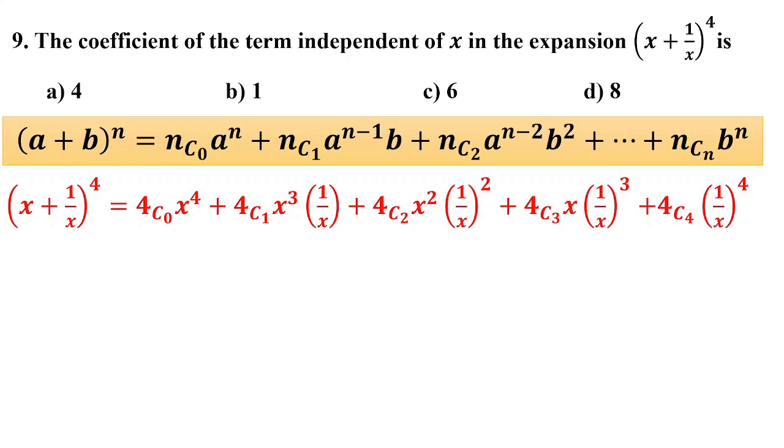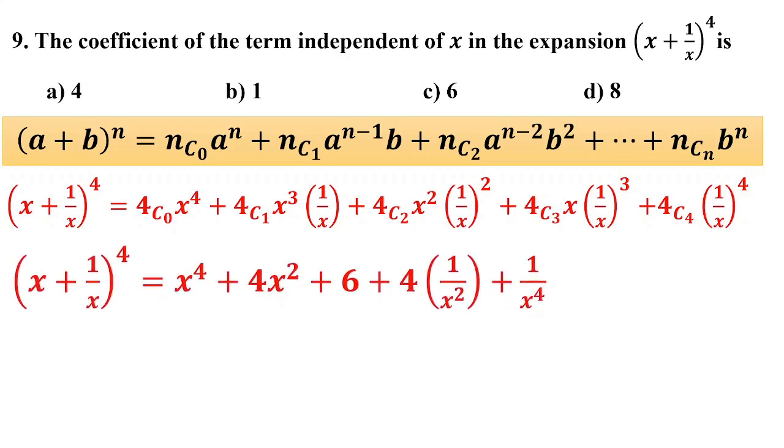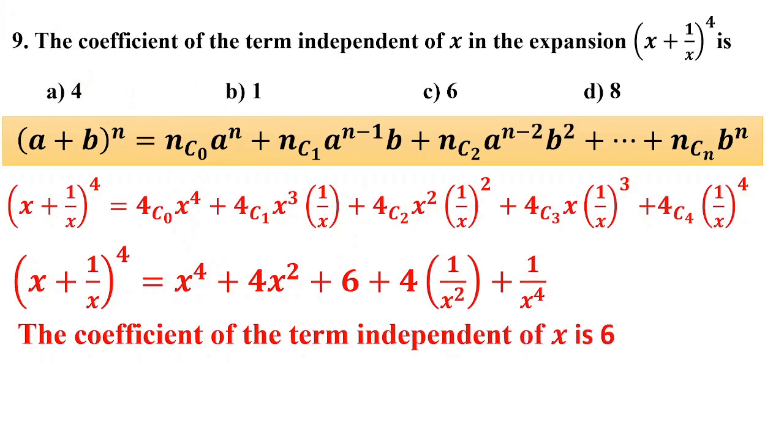Now let us write the values: 4c0 is 1, 4c1 is 4, 4c2 is 6, 4c3 is 4 and 4c4 is 1. And out of this, the term 6 is not containing x. Therefore, the coefficient of the term independent of x is 6. Therefore, the answer is C, 6.